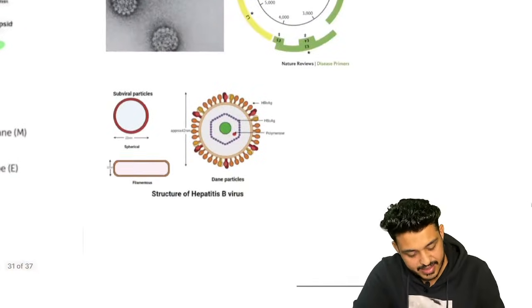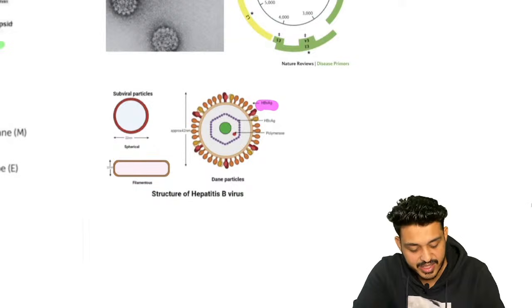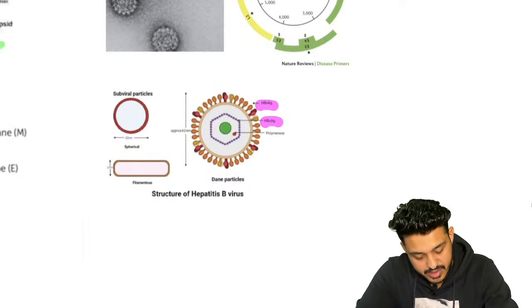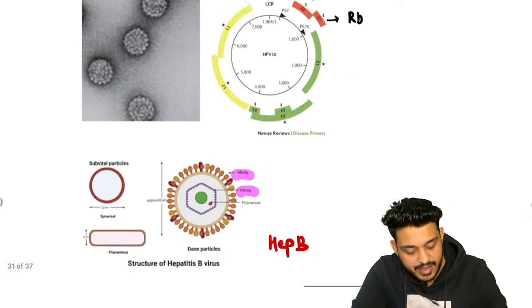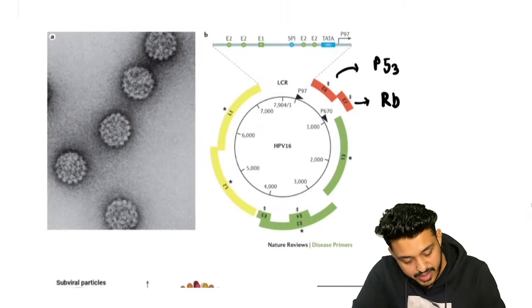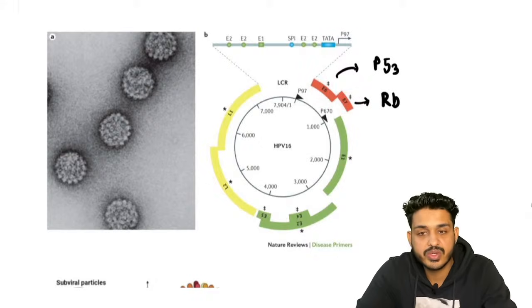What is this virus? Here you can appreciate the HBsAg antigen, HBc antigen. This is going to be what? This is going to be hepatitis B virus. And this is going to be what? Here you have written what? E6 and E7. That is what you need to remember.